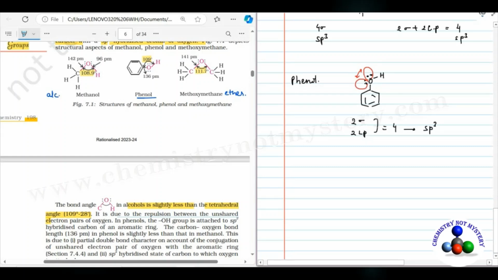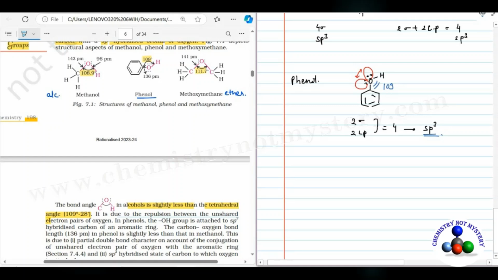So due to the presence of these 2 lone pairs, the bond angle of alcohol and phenol should be the same. It should also be less than the standard tetrahedral bond angle, which is 109 degrees. But still the bond angle in the case of phenol is approximately 109 degrees, which is the standard bond angle for the sp3 hybridized geometry. So why doesn't the repulsion of lone pairs affect the bond angle in phenol? There is a reason.